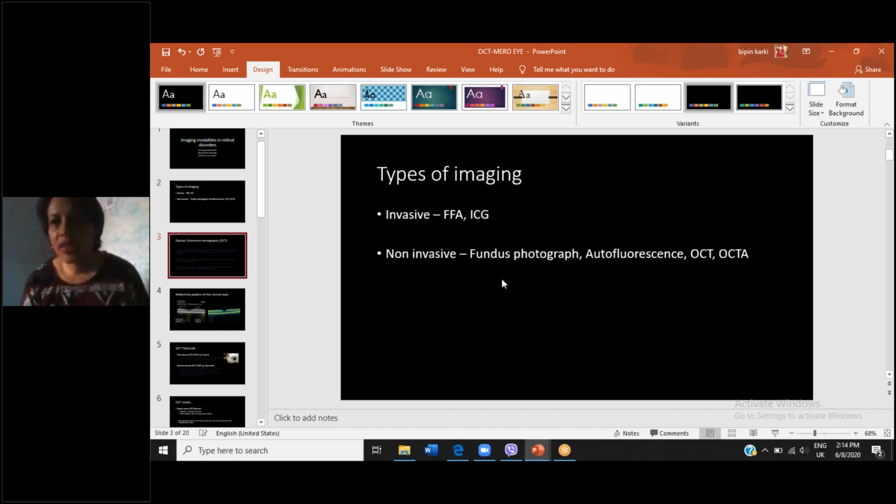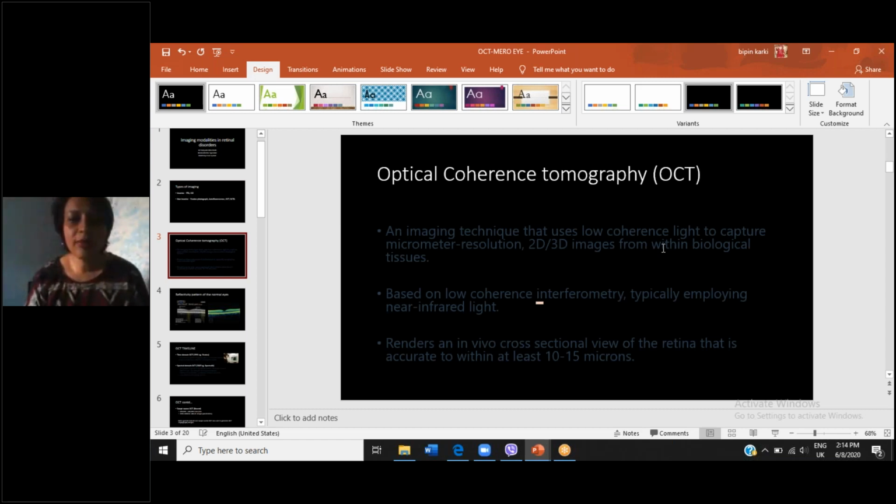So to start with, when we talk about OCT, as we all know, it's optical coherence tomography. It is an imaging technique that uses low coherence light to give us micrometer resolution of retinal structures in two-dimension or three-dimension from within the retinal tissues. This technique is based on the low coherence interferometry principle and typically employs near infrared light, which causes more depth of penetration, which gives us a high resolution cross-sectional image of the retina. With these principles, it is able to render an in vivo cross-sectional view of the retina that is accurate to within at least 10 to 15 microns of its actual normal dimensions.